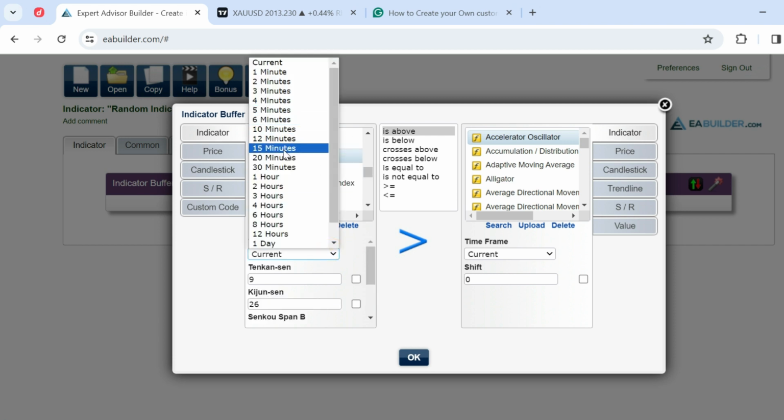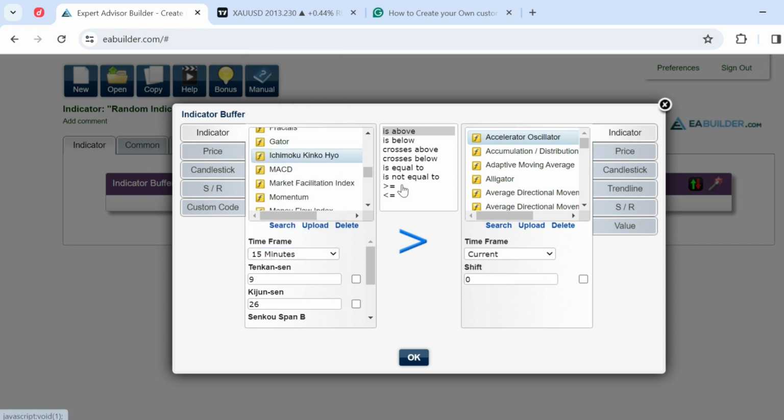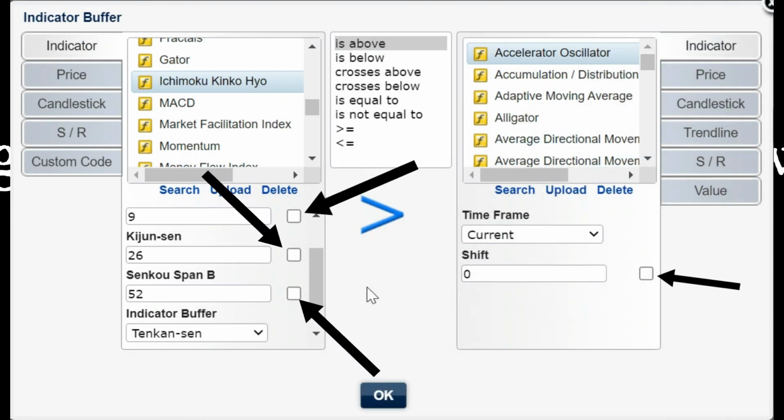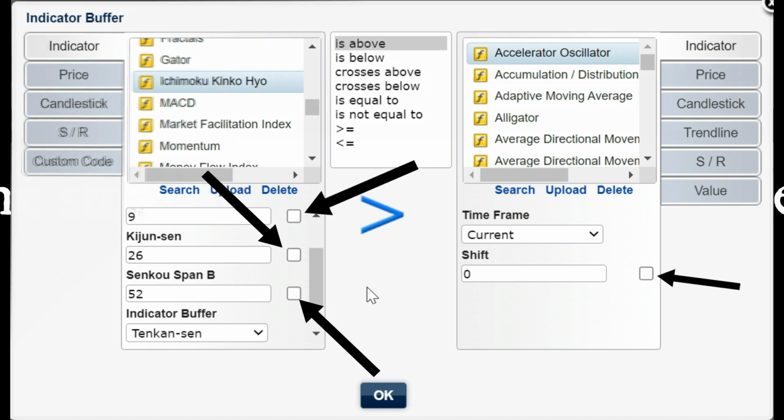Select the appropriate time frame. In this case, I will be using the 15 minutes as my primary time frame. As you go along, you are going to see some checker boxes. By clicking the boxes, you are making these settings modifiable so that they can be adjusted when adding the indicator to the chart. So it's up to you what settings you want to be modifiable for your indicator.